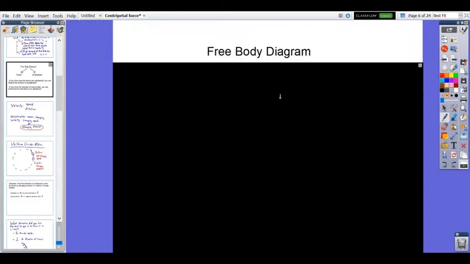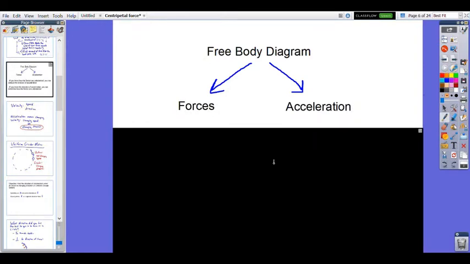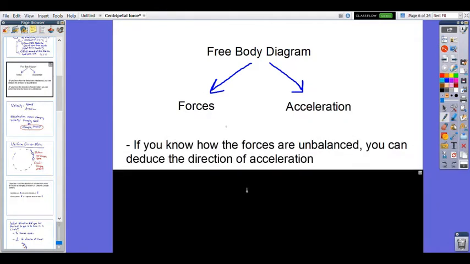All right, so the basic steps, you do a free body diagram. And then a free body diagram is going to tell you something about forces, which then tell you something about acceleration. So one of the ideas you can get from your free body diagram, if you know something about the forces, it can tell you something about the acceleration. Or if you know something about the acceleration, it might be able to tell you something about the forces. Like, for example, if you know how the forces are unbalanced, you can then use it to tell you, well, I know what the direction of acceleration is going to be.